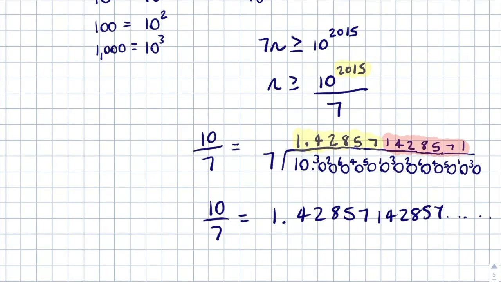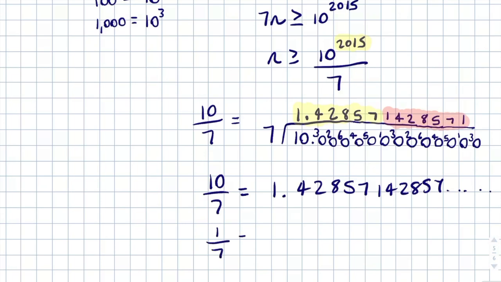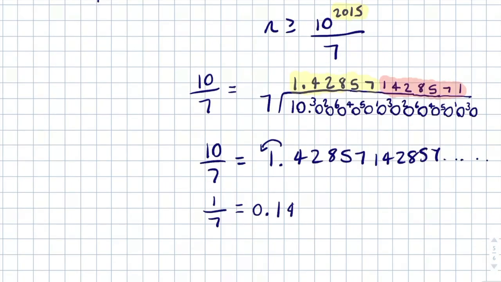So what that means is I could rewrite this as 1 over 7, and I could move the decimal place 1 point to the left, and I'll get 0.142857, 142857, ... keeps on recurring, and we can write it like that.